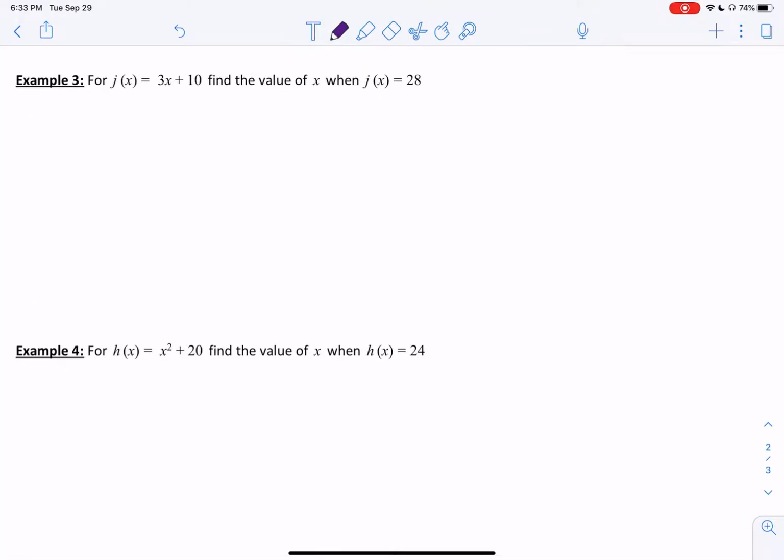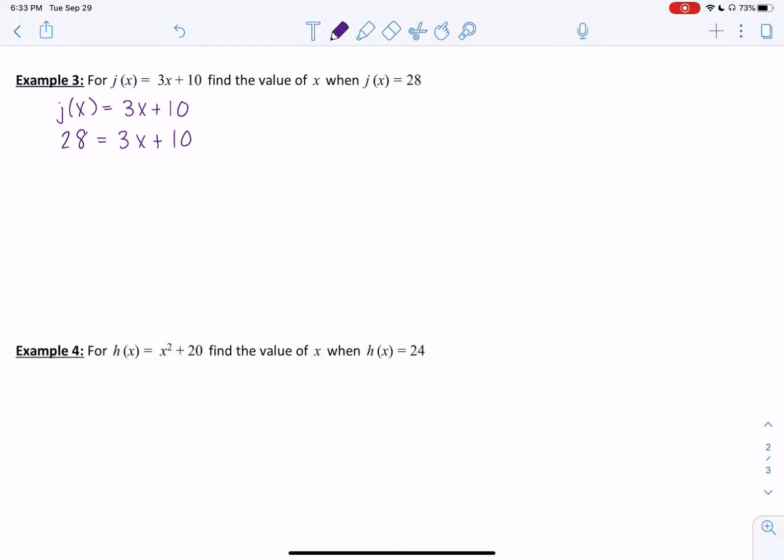So example 3, for j at x equaling 3x plus 10, we want to find the value of x when j at x equals 28. So let's rewrite out j at x. This time we're given that j at x is 28. So instead of writing j at x, I'm just going to write 28. And now we can solve for x.